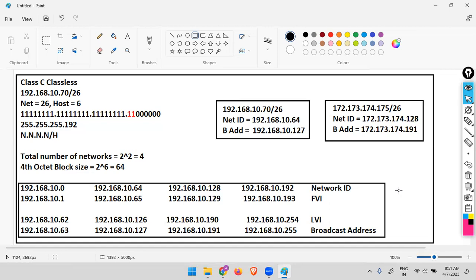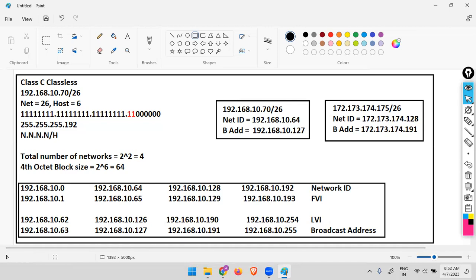We can use /31, but only in point-to-point networks where only 2 IPs are required. It will not follow your subnetting rules, like the need for a network ID and a broadcast address. Nothing like that. And when you're using /32, how many network bits? All 32 network bits. How many host bits? 0. So what is the block size? 2 raised to 0, that is 1. It means an individual IP address you will get, so that you cannot use.